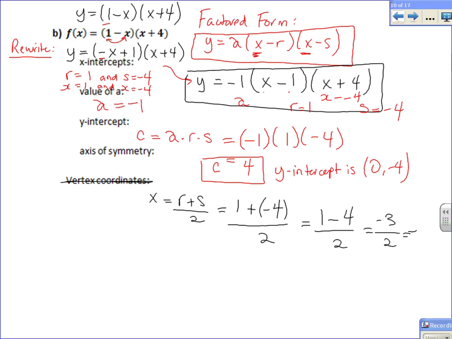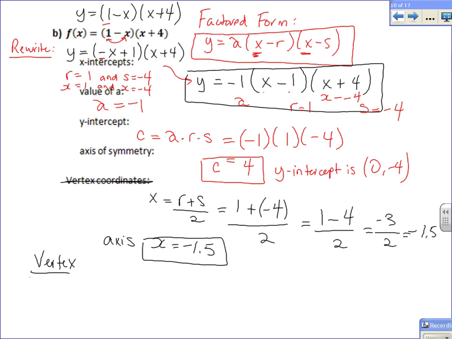So I have negative 1.5. Okay, so I can rewrite this nice and clean down here. So x is equal to negative 1.5. That's my axis of symmetry. Perfect. All right, excellent. Finally, my vertex. Okay, my last point here.